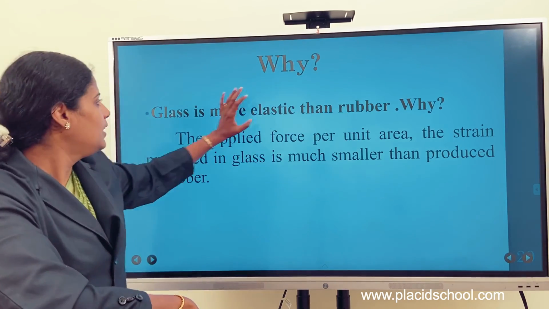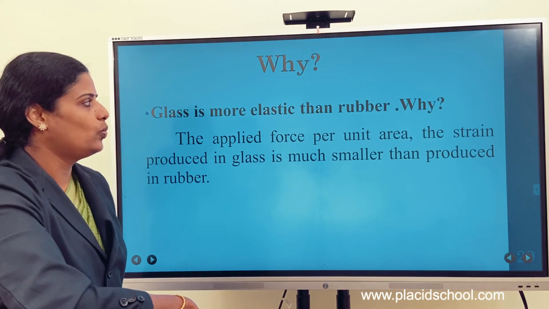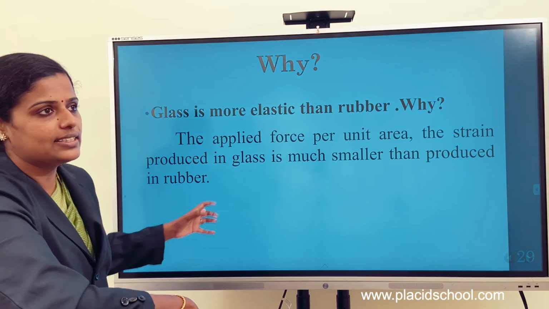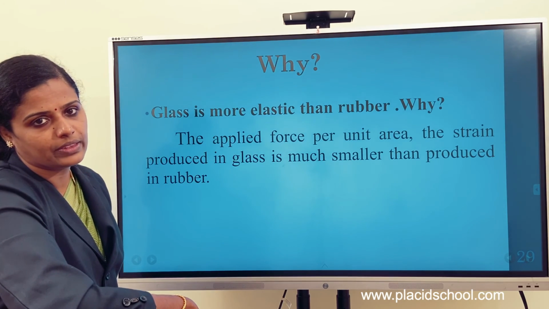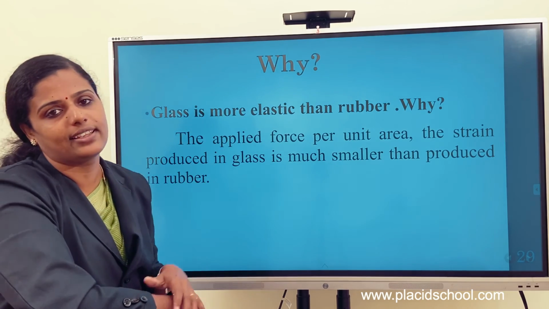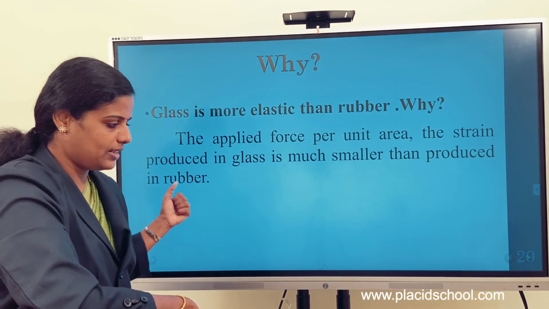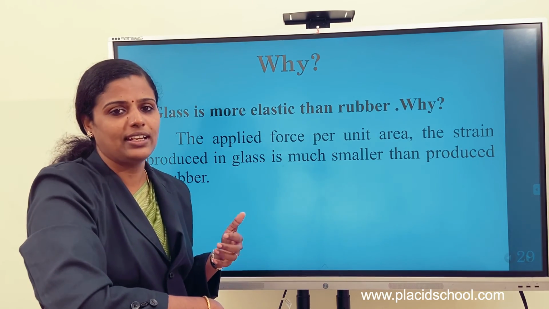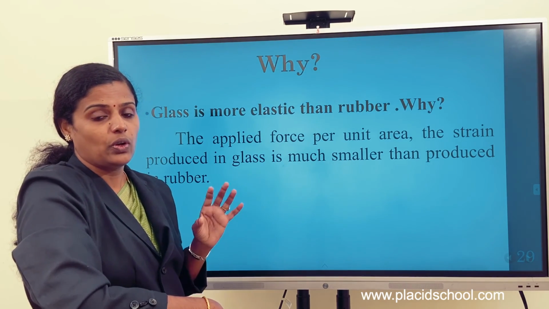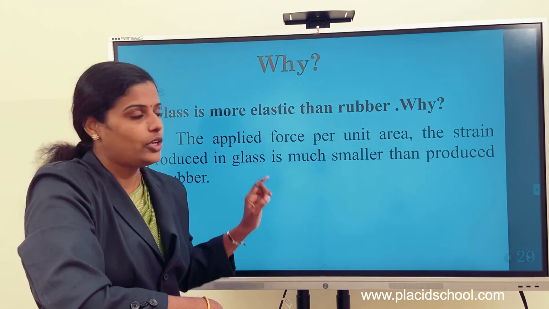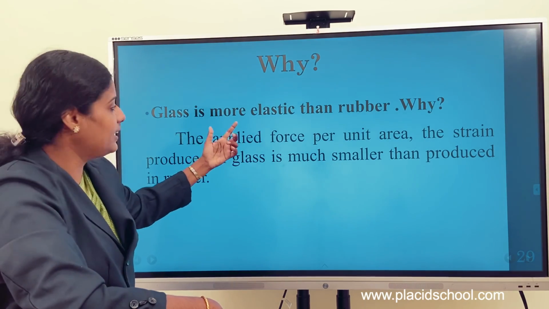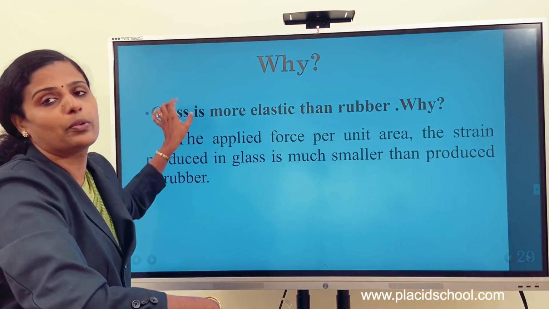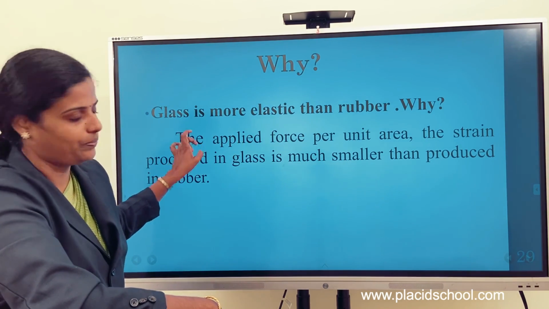And the question: glass is more elastic than rubber. Why? From these studies we know that the strain is less in glass, so glass is more elastic than rubber. Elasticity is also defined as the tendency to oppose the change in shape and size. So which has more tendency, glass or rubber? Glass has more tendency to oppose. So the elastic property is more for glass.